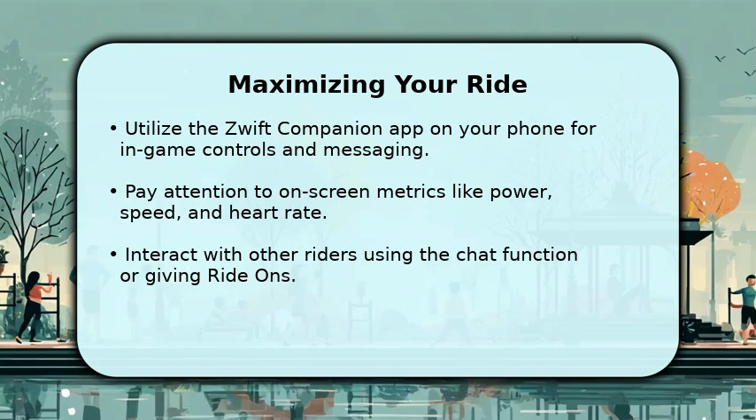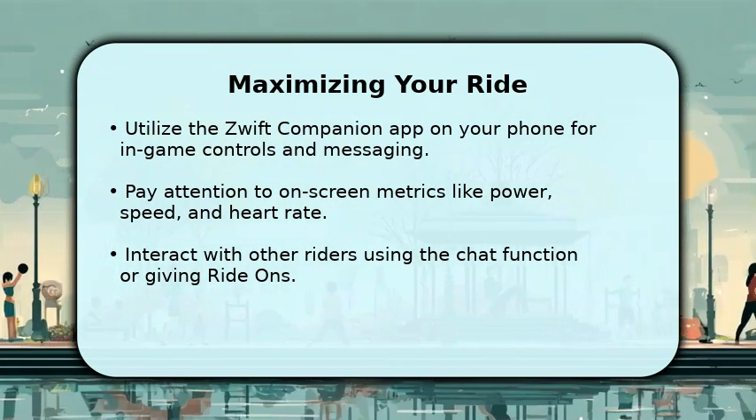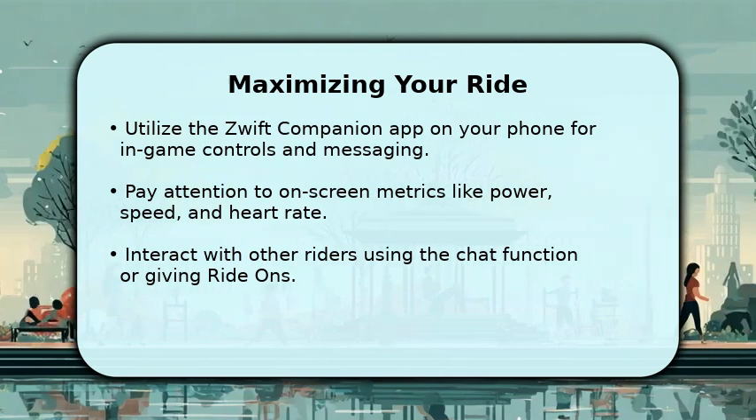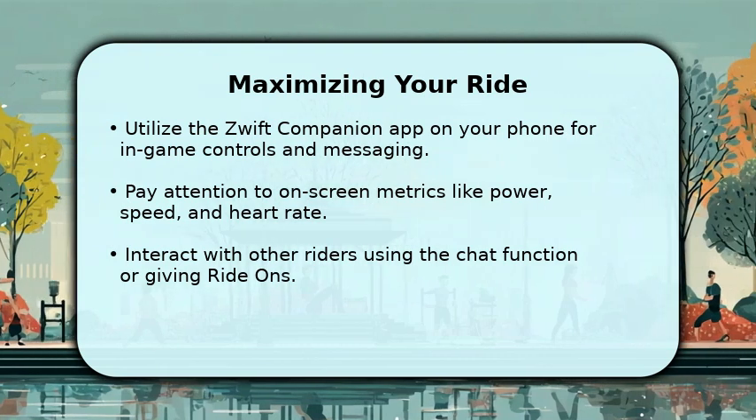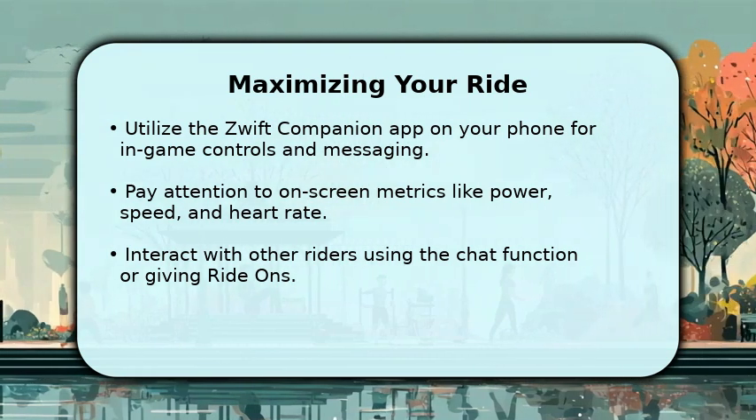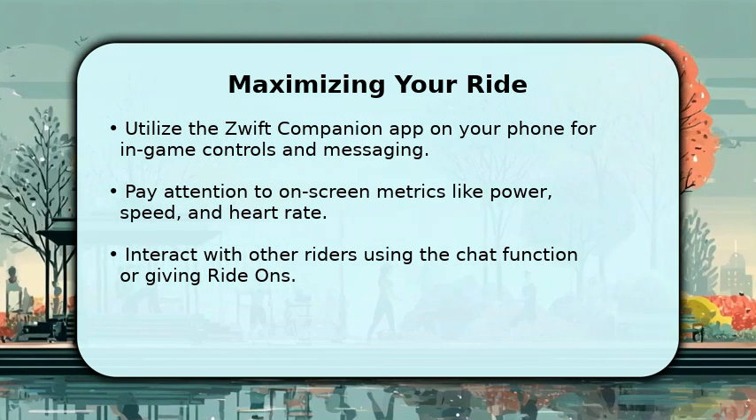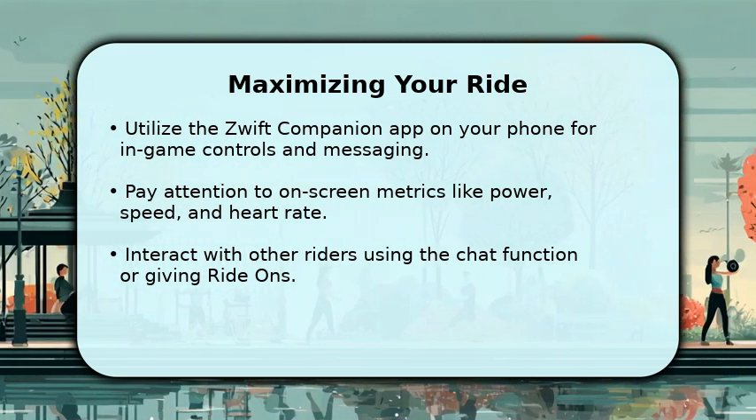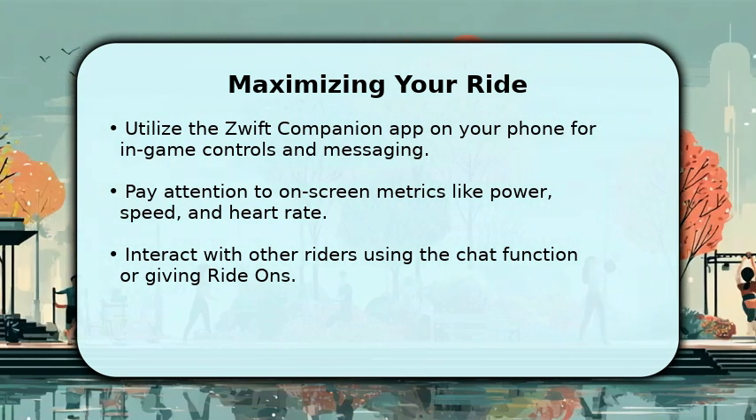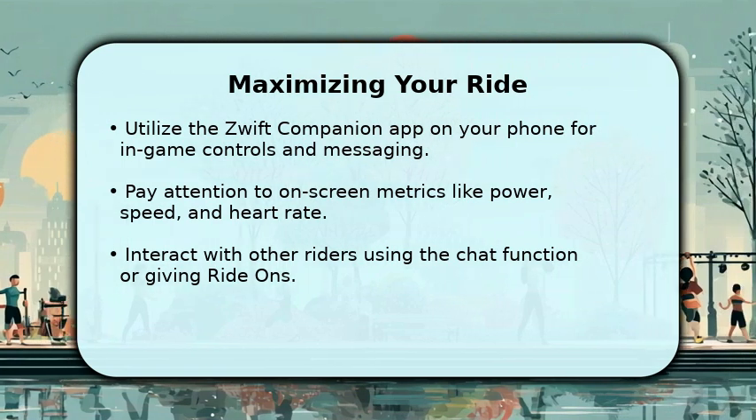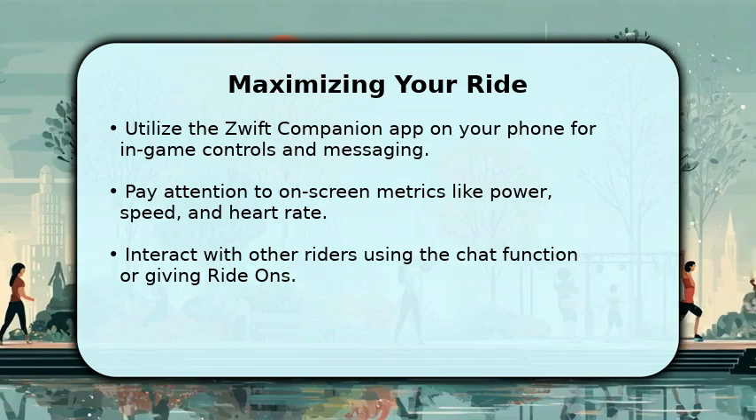To truly maximize your Zwift experience, consider using the Zwift Companion app on your smartphone. It provides convenient in-game controls, allows you to chat with other riders, and even give ride-ons. During your ride, keep an eye on essential on-screen metrics such as your power output, current speed, and heart rate to monitor your performance. Don't forget to interact with the vibrant community. After completing your session, make sure to save your ride data. This allows you to track your progress, analyze your efforts, and celebrate your achievements over time.